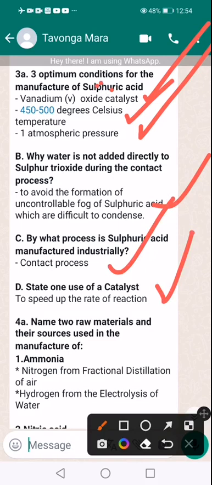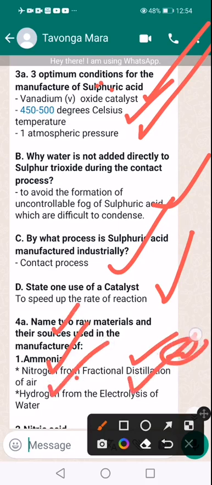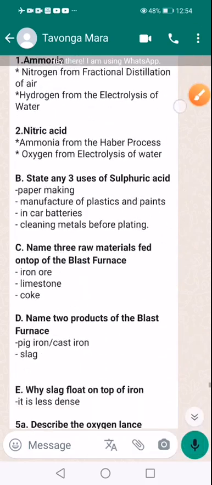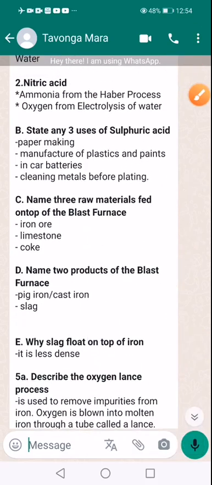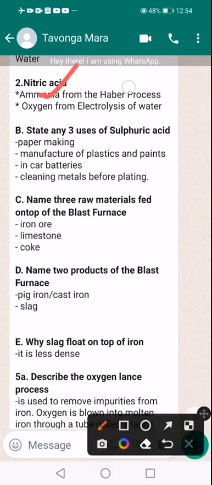Then name two raw materials and their sources used in the manufacture of ammonia. We have nitrogen, from fractional distillation of air, one or two marks. Then we have hydrogen, from electrolysis of water, one or two marks. The raw materials for nitric acid are ammonia from the Haber process and oxygen from electrolysis of water. State any three uses of sulfuric acid.